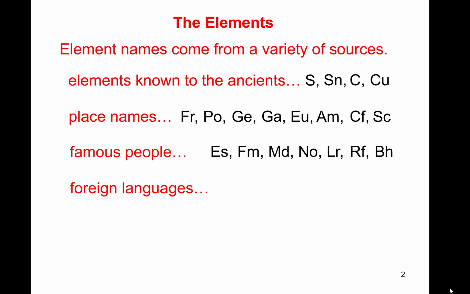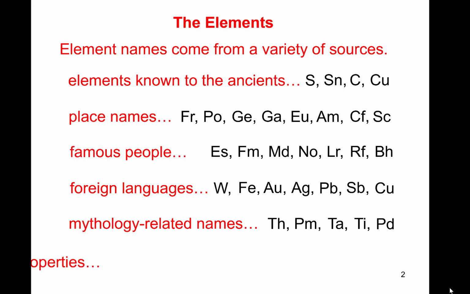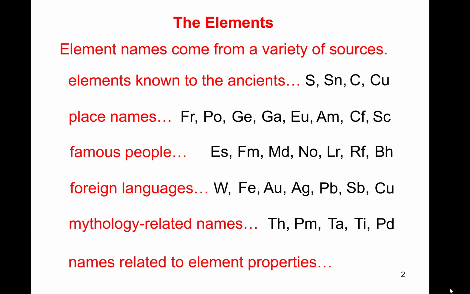Others were named based on the foreign language that the people who discovered them spoke. So W is tungsten, which we probably would never guess if we didn't know that, because it was discovered in Germany and it came from a mineral that they named wolfram, and that's where the W comes from. Fe is iron, ferrous, Au is gold, etc. Some come from mythology, and then others are related to the properties of the element. So mercury is Hg because it stands for hydrargyrum, which is Greek, and that represents the shiny surface.